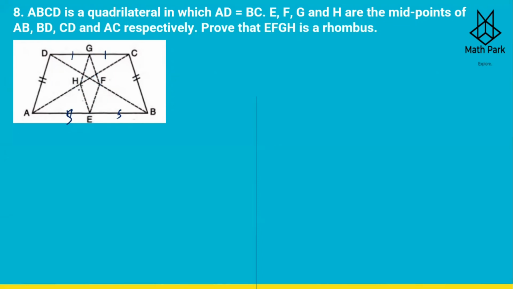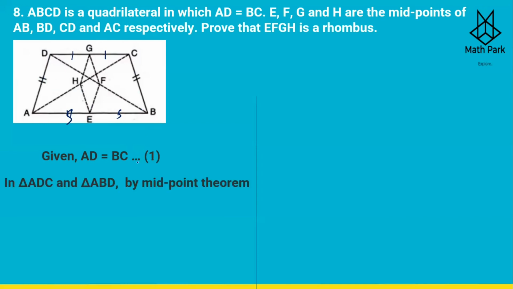So let us start with the given part. First of all, you are given that AD is equal to BC. Secondly, in triangle ADC and triangle ABD, what do you have? Look, in triangle ADC, GH: G is the midpoint and H is the midpoint. So the line segment joining the midpoints is parallel to the third side and is half of it.